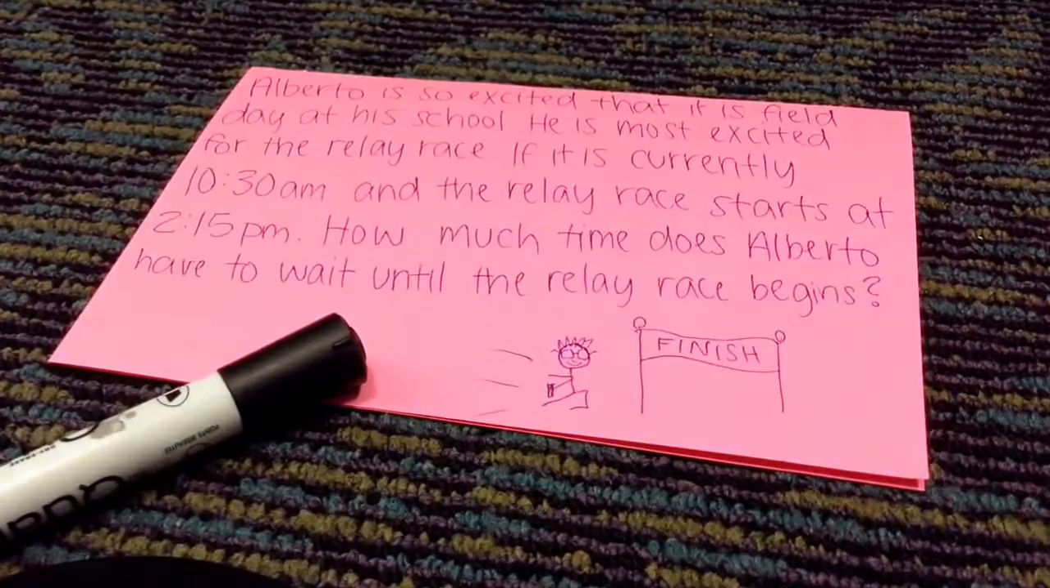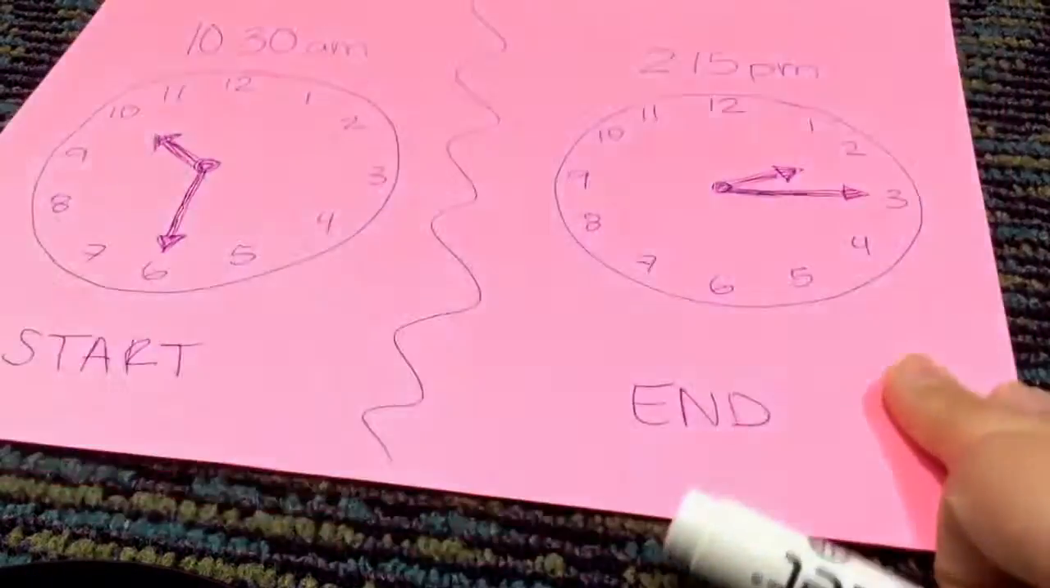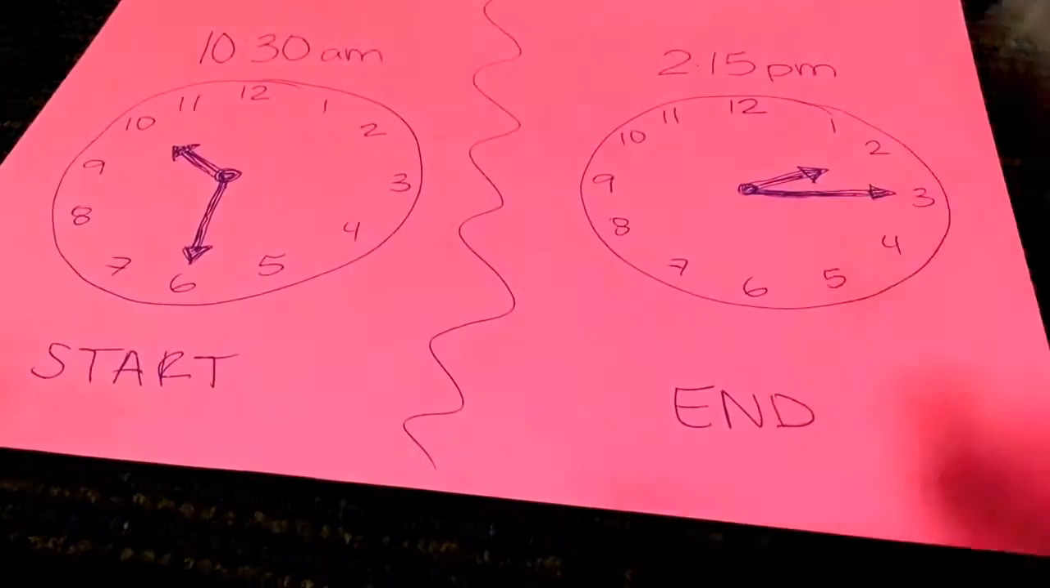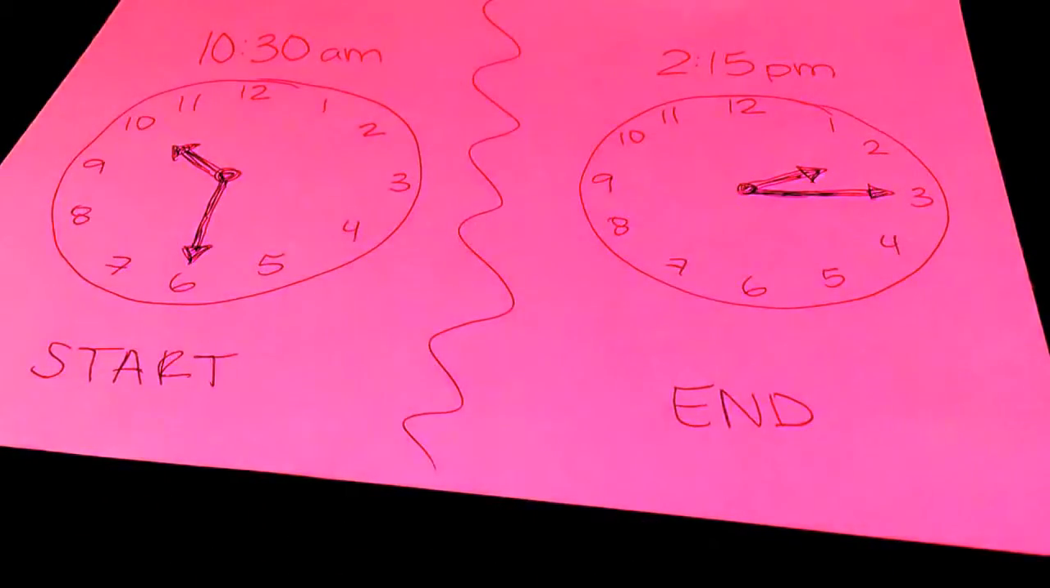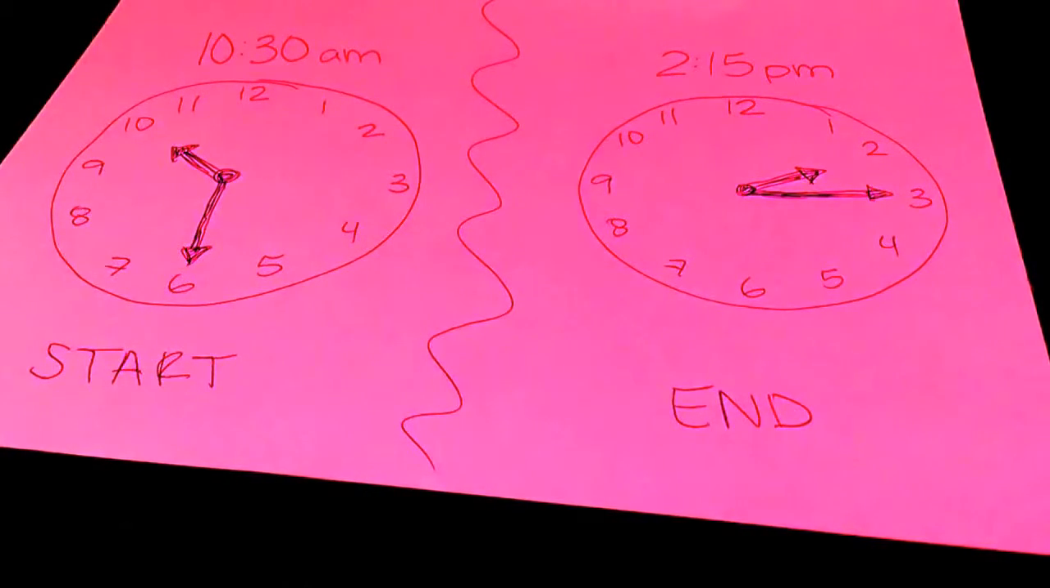So first, let's take a look at an abstract representation of our problem. Alright, so on the left, we have a clock that shows 10:30 a.m. with the hour hand pointing towards the 10 and the minutes hand pointing towards the 6 to represent 30 minutes. This is our start time. On the right, we have a clock that shows 2:15 p.m. with the hour hand pointing towards the 2 and the minutes hand pointing towards the 3, which represents 15 minutes. This is our end time.